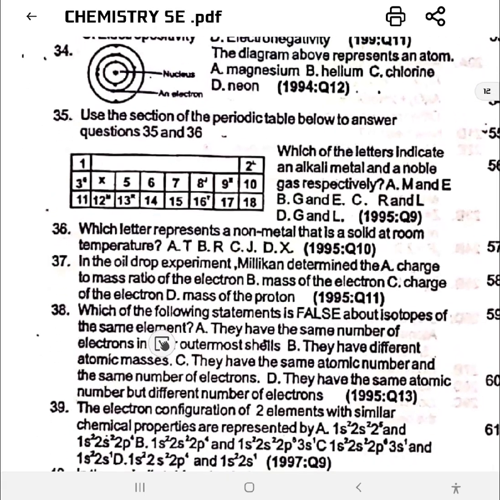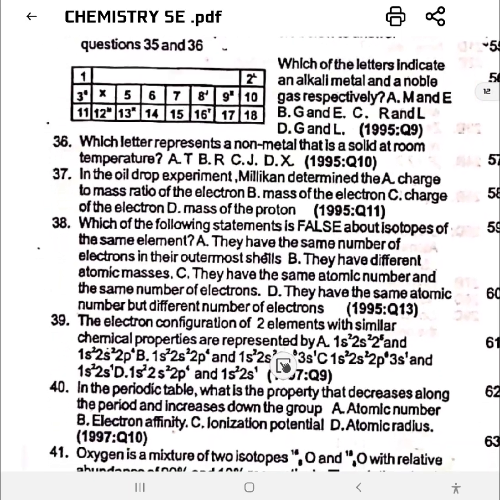Let's run fast. 38. Which of the following statements is false about isotopes? The statement here is that they have the same atomic number, but different mass number. I think it's supposed to be which of the following statements is true. But option D is the correct answer here because the other ones are false.